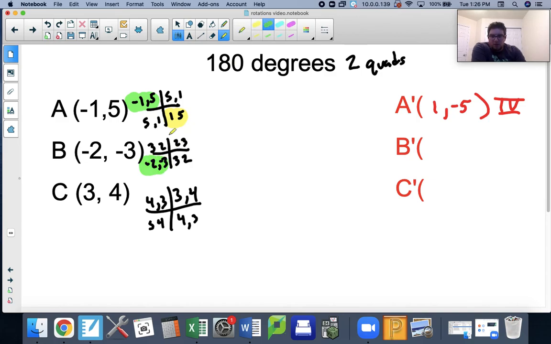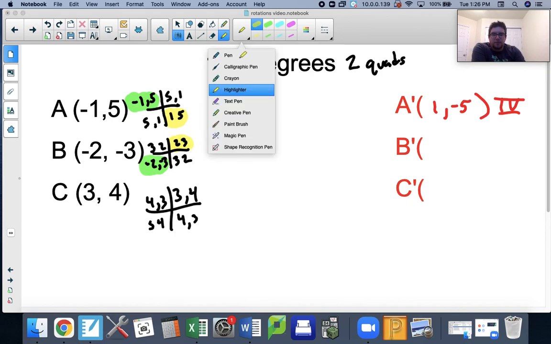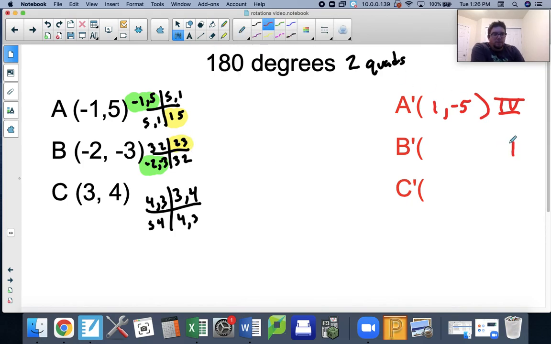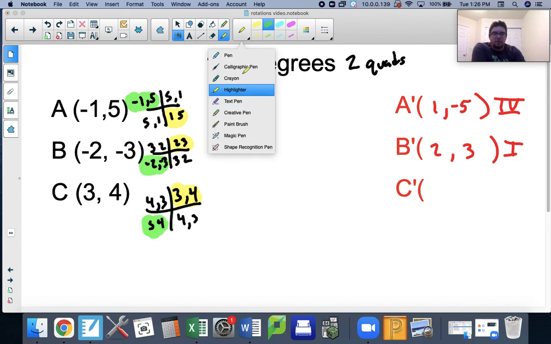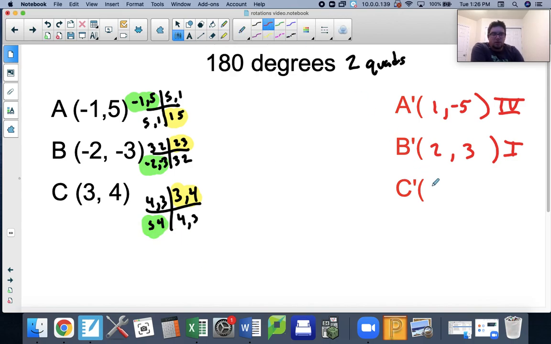Starting here, 180 degrees lands them here. And in quadrant 1, nobody is negative. And then from 3, 4, lands them right there. Keep it in the same order. But in quadrant 3, everybody's negative. And that is our rotations.